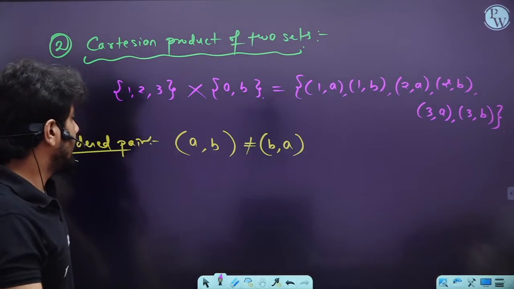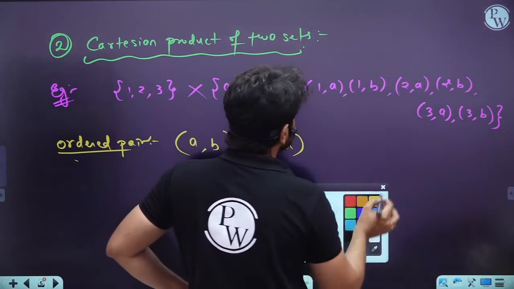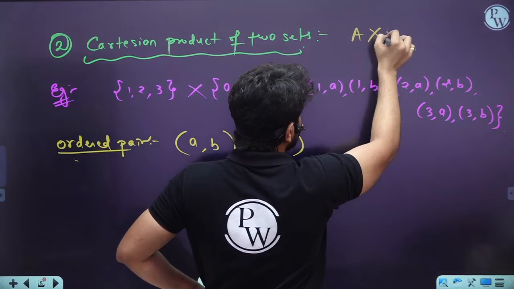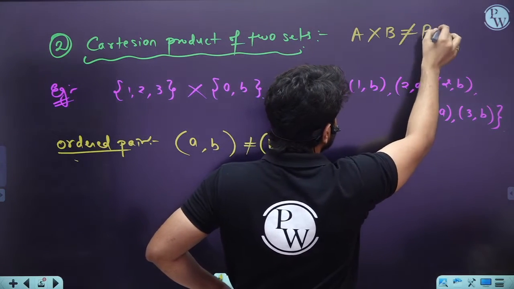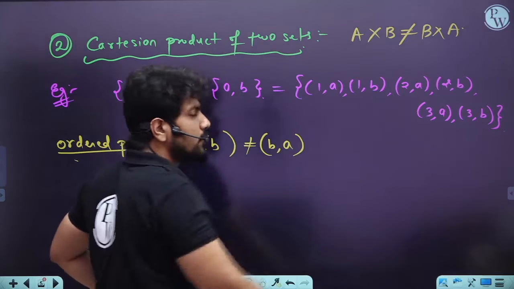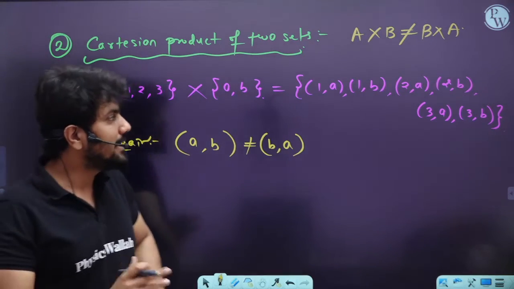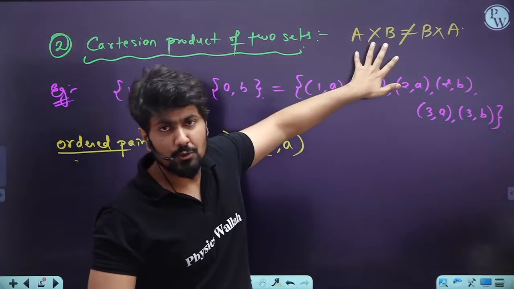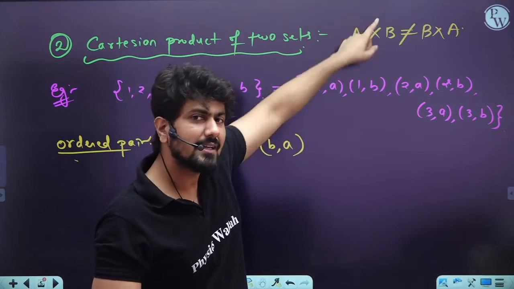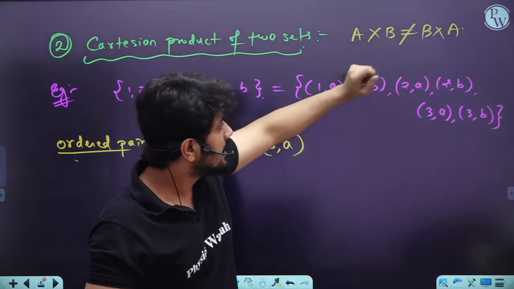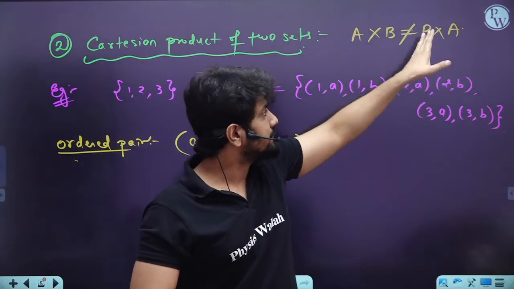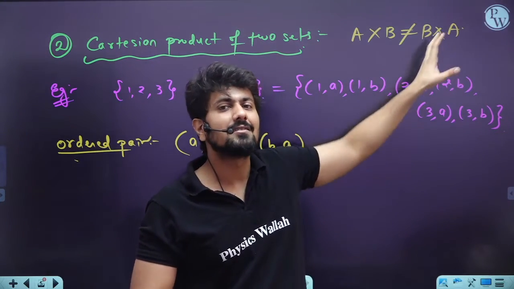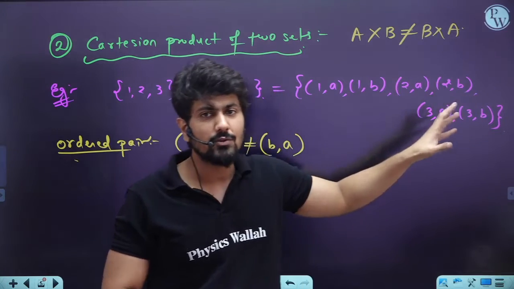Here you need to remember this property. I hope you understand that A cross B is not equal to B cross A. A Cartesian product B is not equal to B Cartesian product A. Because in this Cartesian product, the first element is coming from set A and the second element is coming from set B. But in the other, the first element is coming from set B and the second element is coming from set A. So they are not going to be equal.